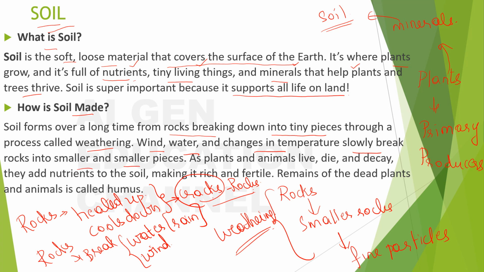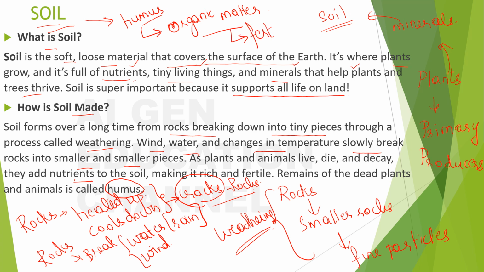Okay, as plants and animals live, die and decay, they add nutrients to the soil, making it rich and fertile. Remains of dead plants and animals are called humus. This is important. Soil is fertile only because of humus. Fertility is possible mostly because of this organic matter. What is it? Organic matter. Apart from the minerals present in the soil which make it fertile, humus, the organic matter, will make it fertile too. And without this you can consider that soil is not so good for the crops.